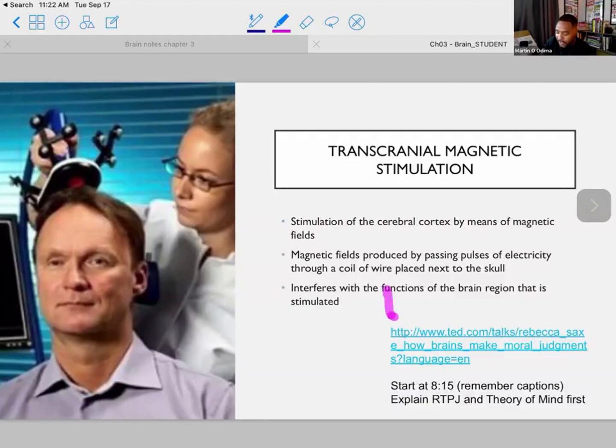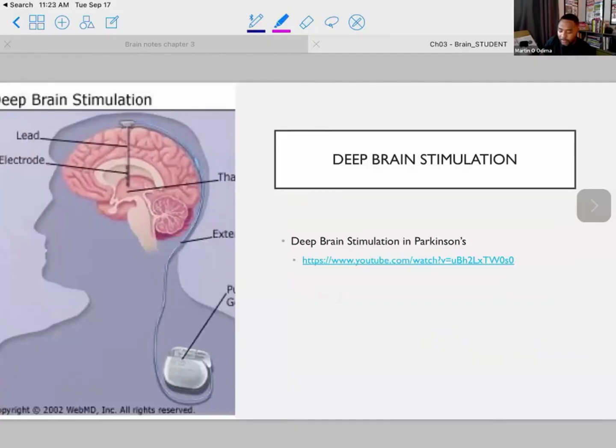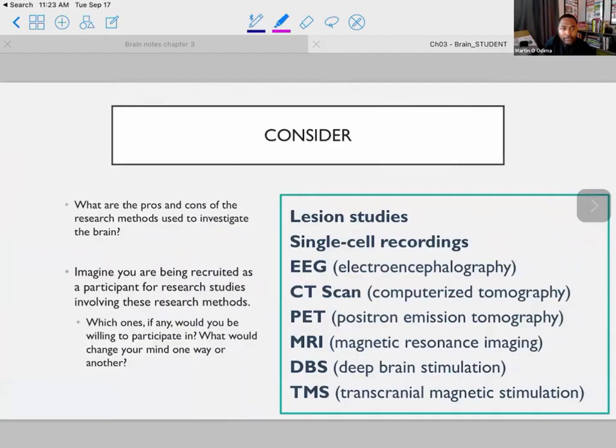You'll see that there's a link here that you can take a look at, and that would be interesting to look at. Deep brain stimulation is another example. If you look at this link right here, it talks about the different ways to stimulate the brain and different parts of the brain through different means. So just something to consider and think about for your inquisitive assignment.